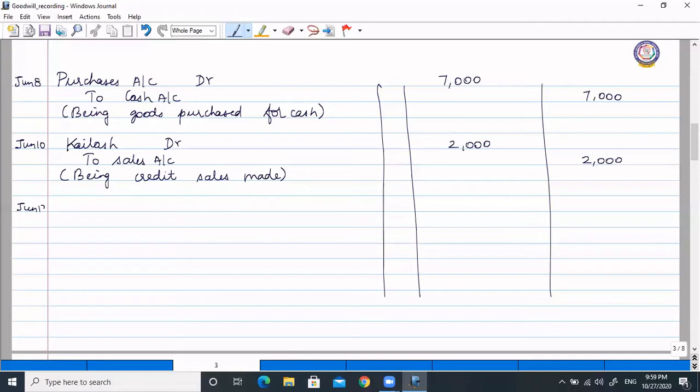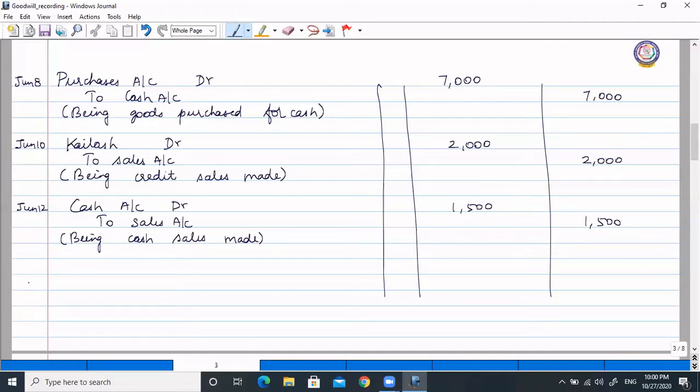Okay, next on June 12th, sold goods to Nadeem for cash. June 12th, we have made sales only here also, but this is a cash sales. Okay, so the cash in the business has increased, so asset increase has to be debited. That's why cash account has to be debited. And sales, of course, it's a revenue, so increase in revenue has to be credited. The amount is 1,500. Being cash sales made.